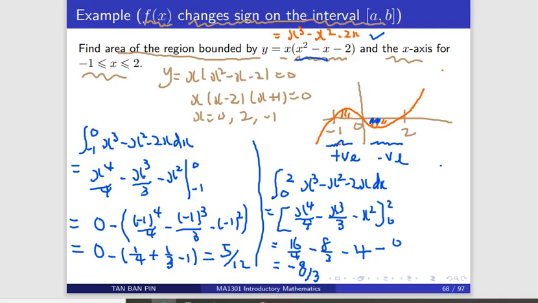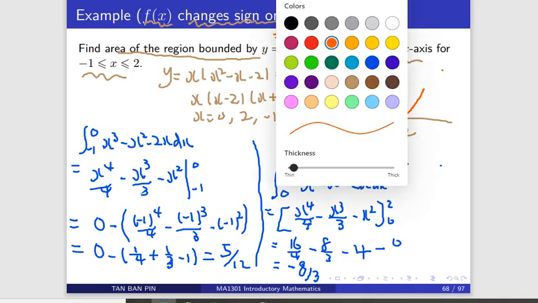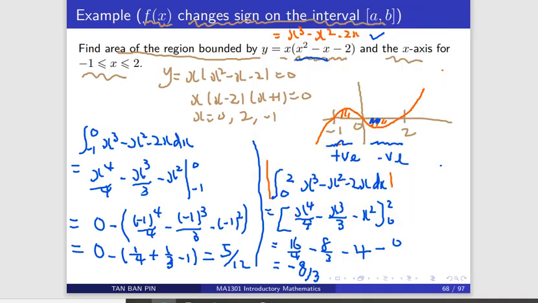Then after that, to answer the question, you take the numerical value. That means you take the absolute value because you want area. So you take the absolute value of minus 8 over 3, so it's just 8 over 3. Which means the area should be 5 over 12 plus 8 over 3. So the final answer is 37 over 12, after adding the two areas, 5 over 12 and 8 over 3.